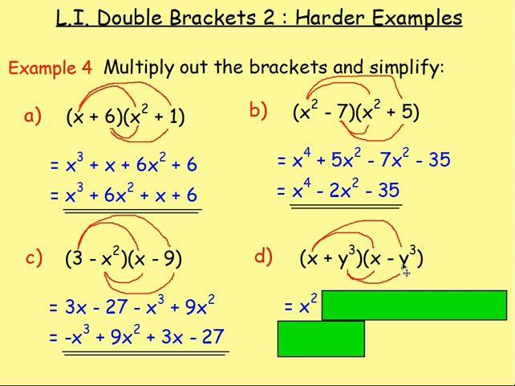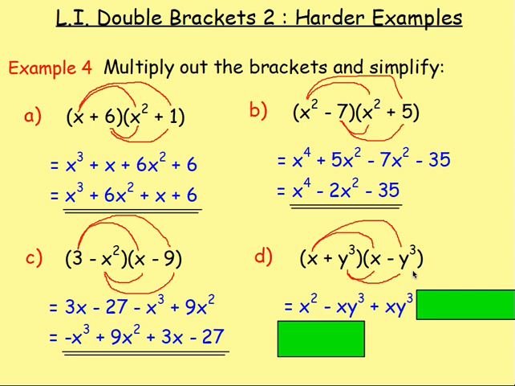X times negative y cubed is going to be negative xy cubed. Y cubed times x is xy cubed. Probably just write it in alphabetical order. So if you write down y cubed x, that's also fine, but probably put it alphabetically, as I said. So the x and then the y cubed.